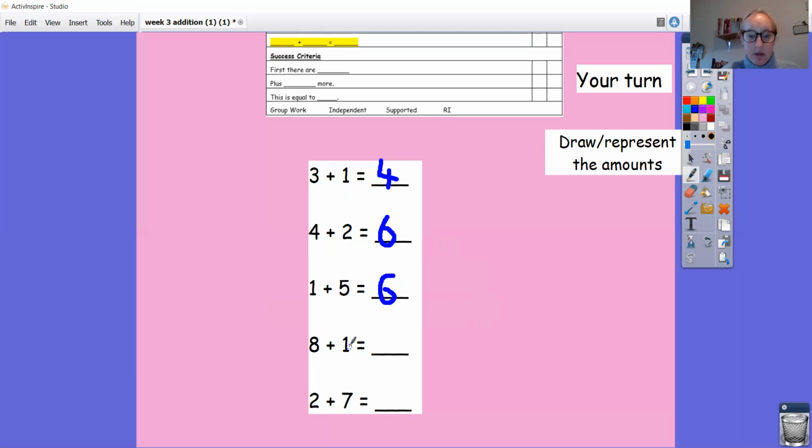First there are 8 plus 1 more, and this is equal to 9. First there are 2 plus 7 more, and this is also equal to 9. So well done if you got those correct, because they were quite tricky, and those representations are quite tricky to draw as well to show that you've got that understanding.